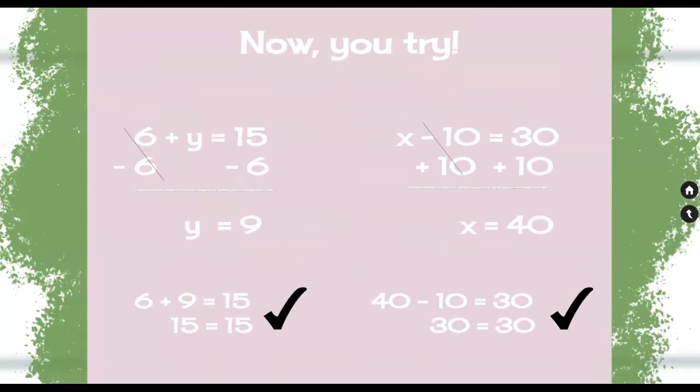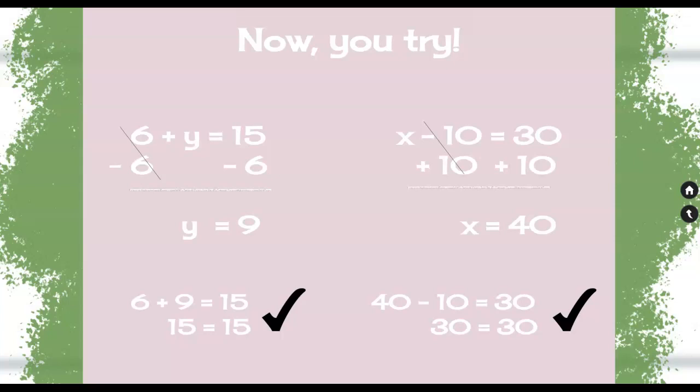All right, so hopefully you would agree with what I have shown. So here we subtracted 6 on both sides to get y equals 9, and here's my check. Always want to make sure you're checking. And in this case, I added 10 on both sides to get x equals 40, and again, plug 40 back in to check to make sure your solution is correct.